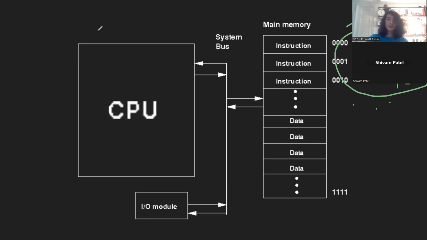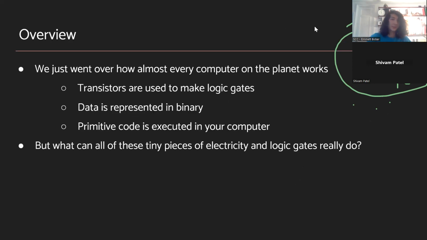Great. So that's basically the workshop. We just went over how almost every single computer on the planet works. Transistors are used to make logic gates. Data is represented in binary. Primitive code is executed on your computer, which is used by the logic gates. And the logic gates use these binary representations of all your data to do all these cool operations.